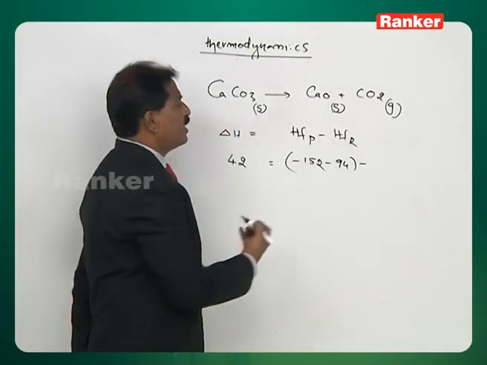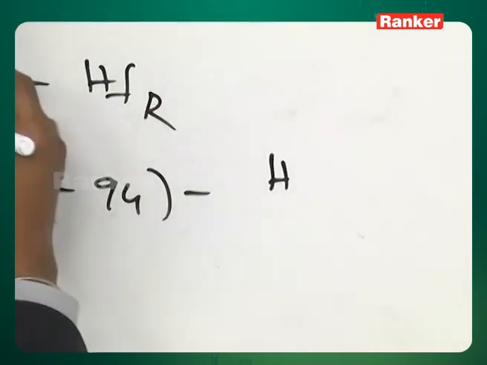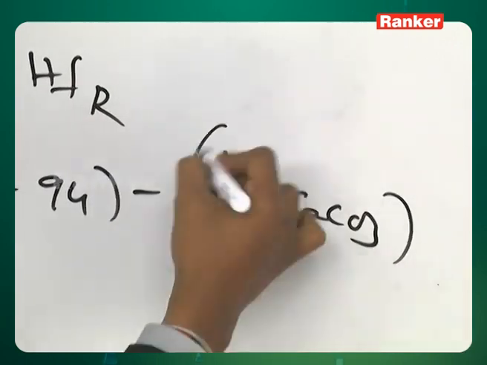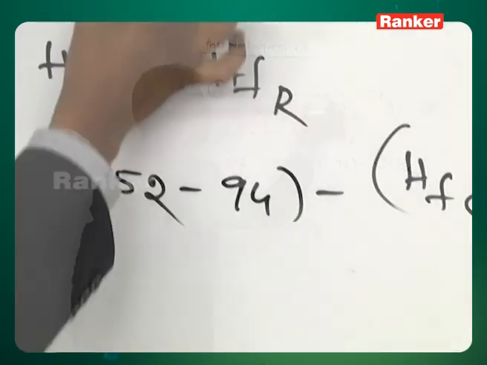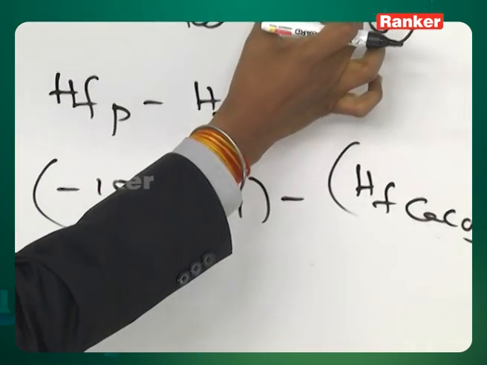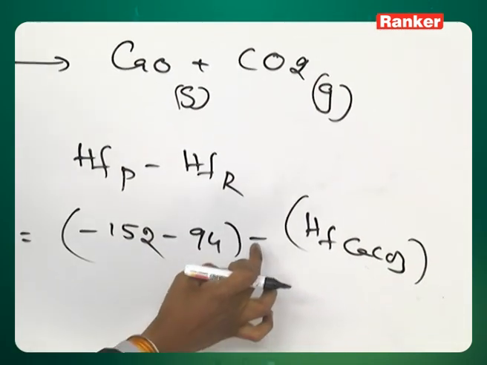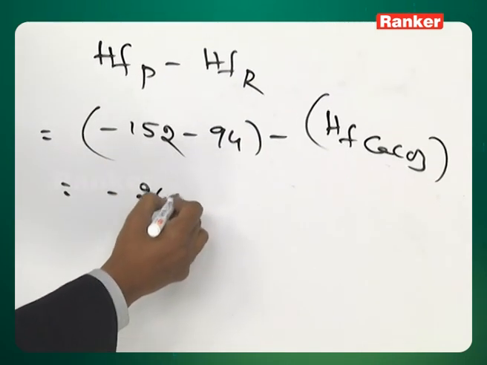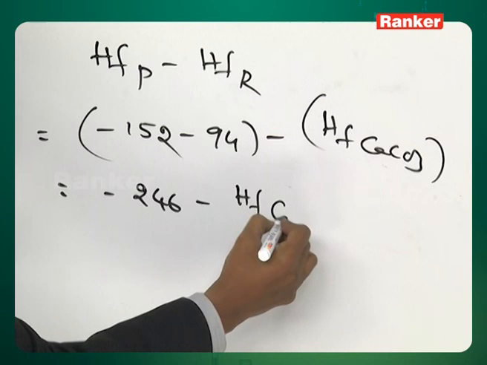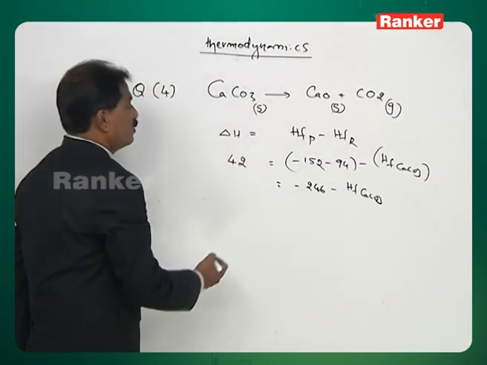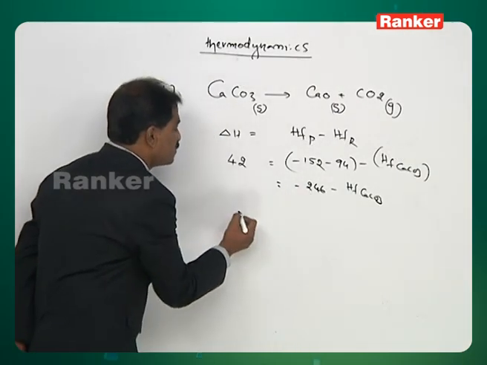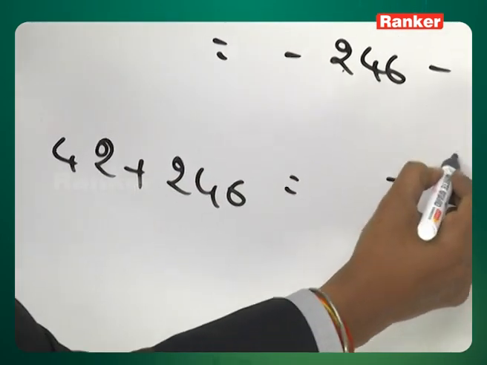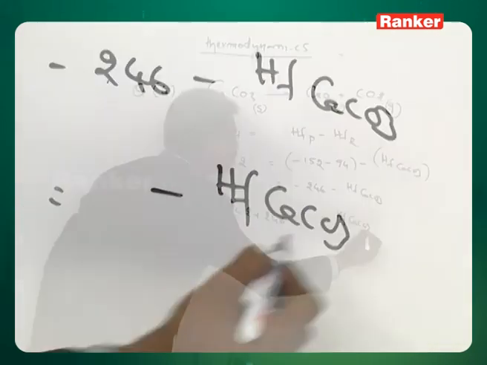Next, the enthalpy of the reactant, CaCO3. So the enthalpy of formation of calcium oxide is minus 152. Enthalpy of formation of the CO2 is minus 94. Minus the enthalpy of formation of the CaCO3. Therefore, this is minus 246 minus the enthalpy of formation of the CaCO3. Therefore, you bring minus 246 to this side. So 42 plus 246 is equal to minus the enthalpy of formation of the CaCO3.